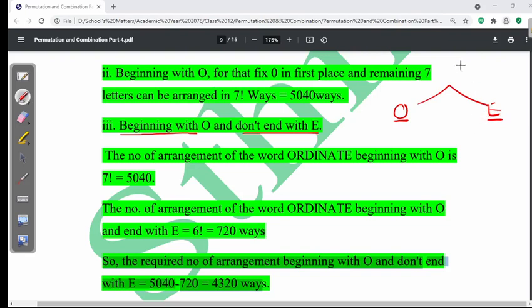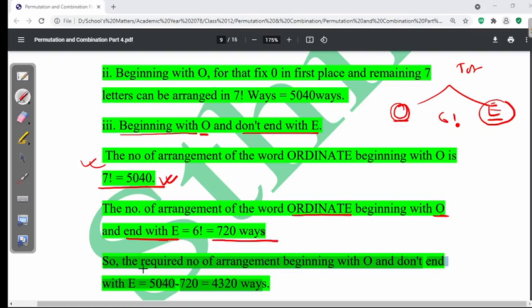Before that, the total arrangement, the number of arrangements of the word beginning with O, is 7 factorial, that is 5040. The first part is the total, beginning with O only. Then beginning with O and ending with E we have to find. The number of arrangements beginning with O and ending with E is 6 factorial, because 2 are fixed and the remaining are 6 letters, that is 720.